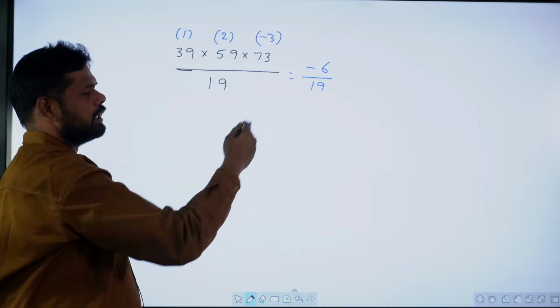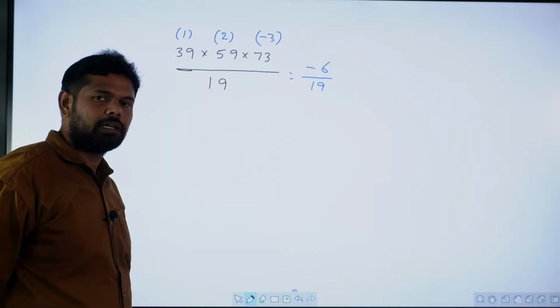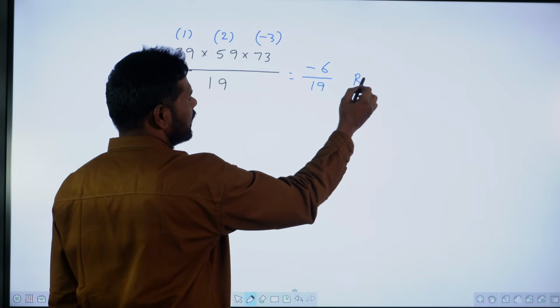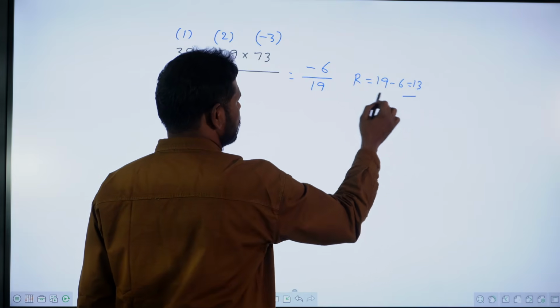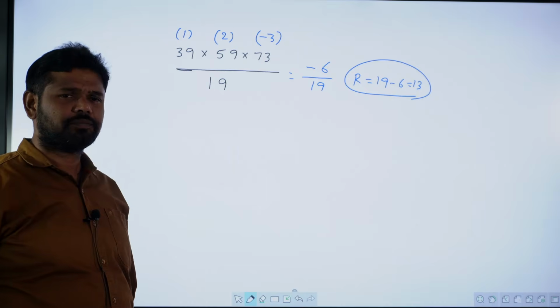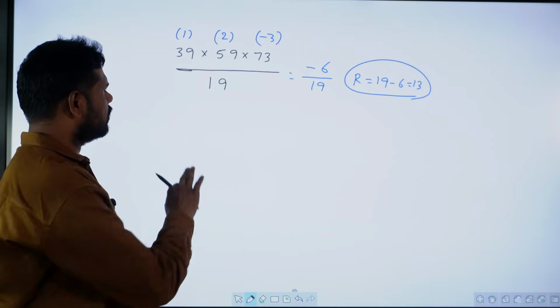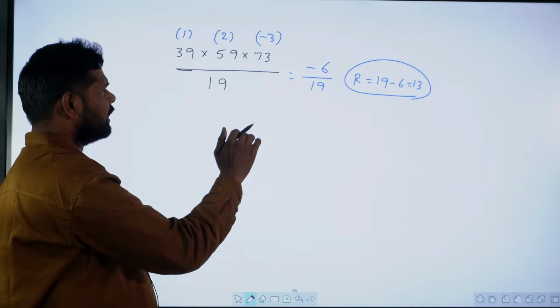In case the numerator is negative, how do we find our remainder? The remainder is 6 less than 19, that means 19 minus 6, which is 13. So like this we are going to solve any type of remainder. The remainders concept is very easy, no doubt. Like this we are going to find any remainders, right?